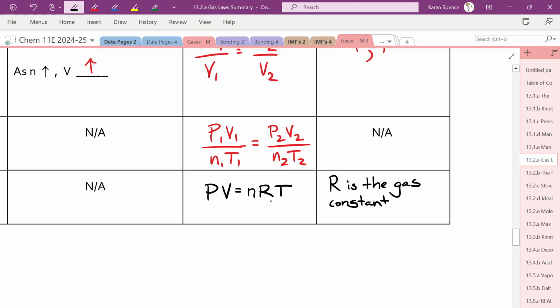And if you look at PV, if you solve it for R, if we leave R over on that side by itself, PV over NT is equal to R, and R is a constant. And guess what? P1 V1 over N1 T1 equals P2 V2 over N2 T2, which means that that is a constant, right? So what is that constant?